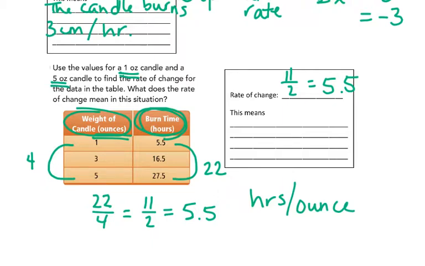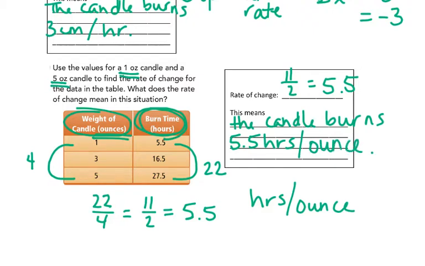So the rate of change is 5.5 means the candle burns 5.5 hours per ounce that it weighs.